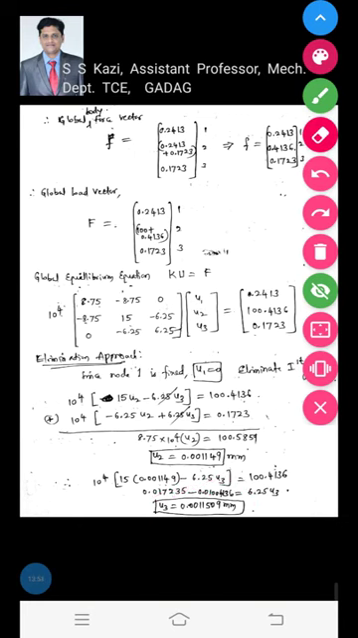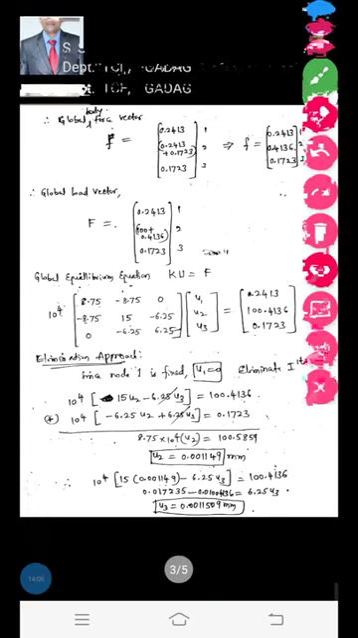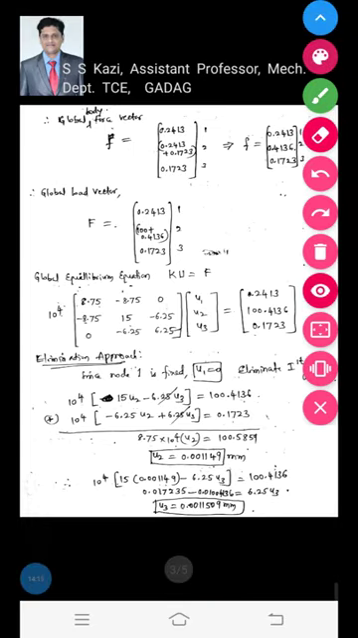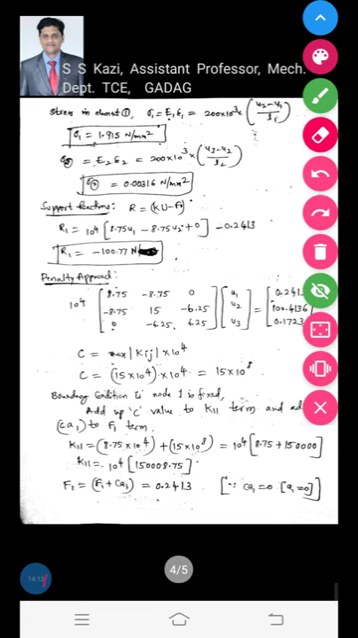Now we will move on to the stress in element 1. Let us find the stresses in each element. Stress in element 1 is given by Hooke's law, that is Young's modulus into strain. Young's modulus is 200 GPa, into strain, which is the change in displacement between the two nodes, U2 minus U1, divided by the length of the element L1.